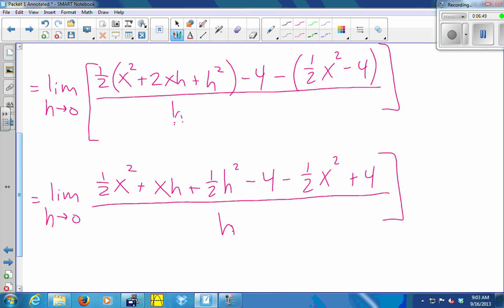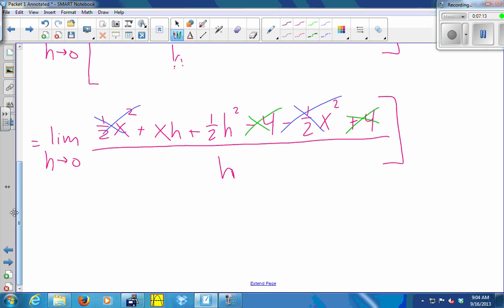So now I'm going to combine like terms, and I have a couple of nice things happening where anything that has just a plain x or is just a plain constant is canceling out. My 1/2 x squared and my negative 1/2 x squared cancel. I have a minus 4 and a plus 4. So that leaves me with the limit as h approaches 0 of xh plus 1/2 h squared all over h.